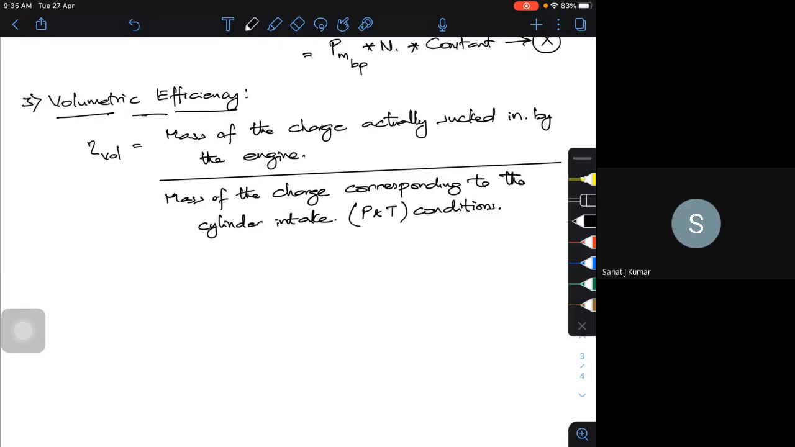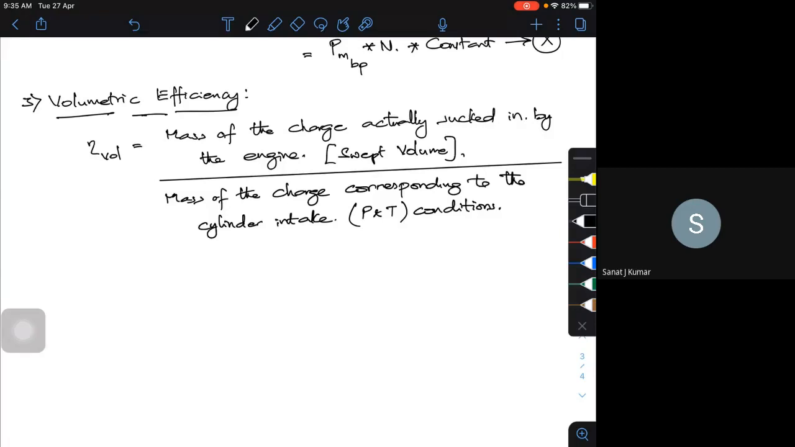Usually what we have in the numerator is also called the swept volume. This is nothing but, when the piston moves from top dead center to bottom dead center, the amount of air or air-fuel mixture it is going to suck. That is the mass of the air or air-fuel mixture actually getting into the engine during the suction stroke. If I take this ratio, we get what is called volumetric efficiency. You might have heard of it.